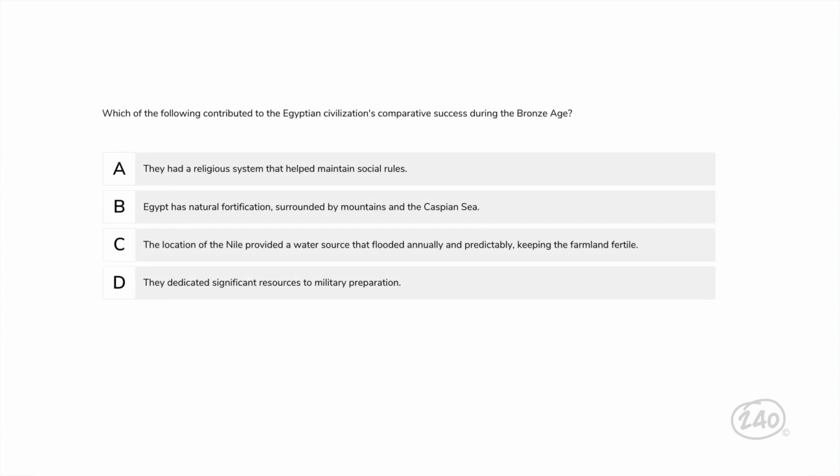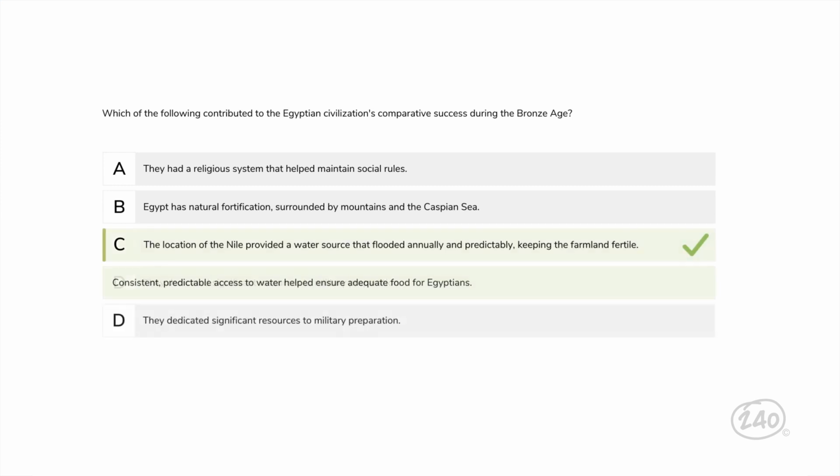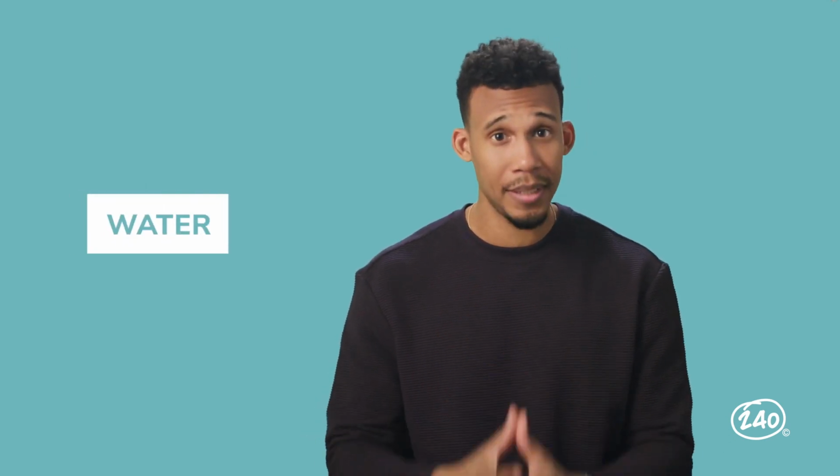Let's look at one about history. We'll stick with that ancient civilization theme that we touched on earlier. Which of the following contributed to the Egyptian civilization's comparative success during the Bronze Age? This is the one we want. Consistent, predictable access to water helped ensure adequate food for Egyptians. A social studies exam pro tip: water is a big deal.